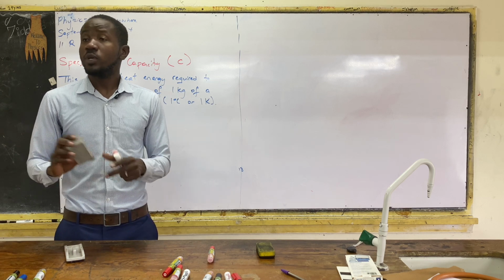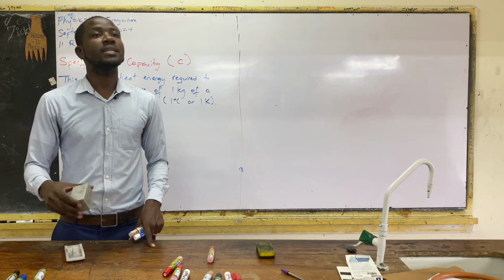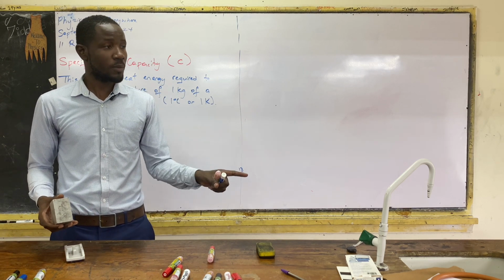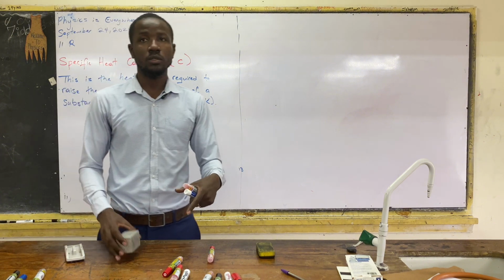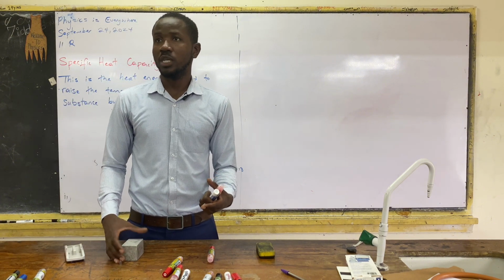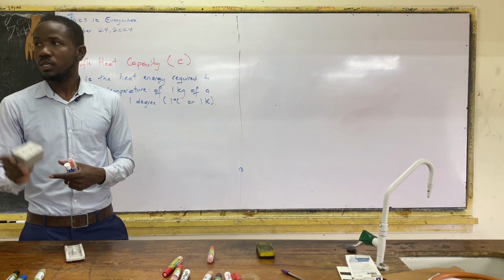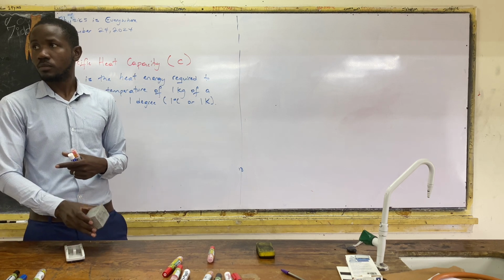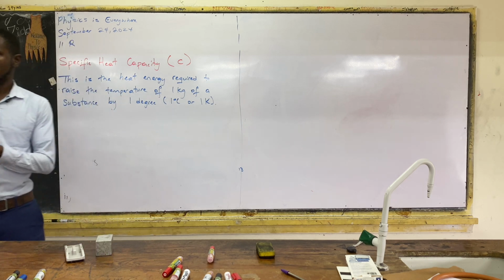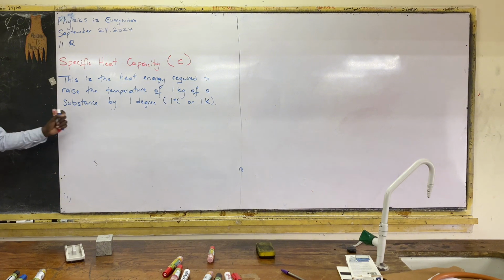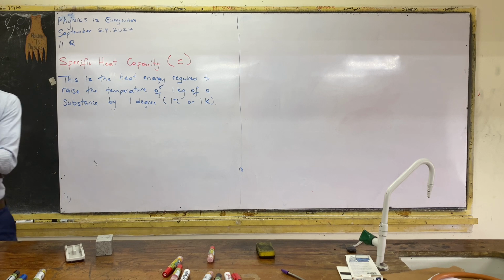So again, we can use the specific heat capacity to identify an object. And our experiment is going to require us to identify an object by considering the specific heat capacity. Okay? Good? All right, so that's that. Now, let's look at the equation.